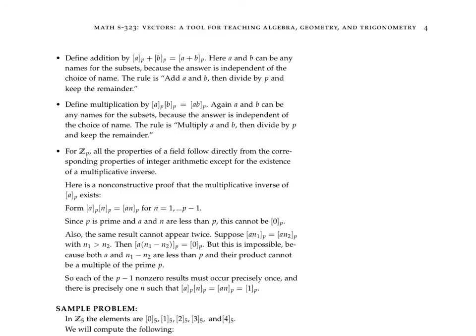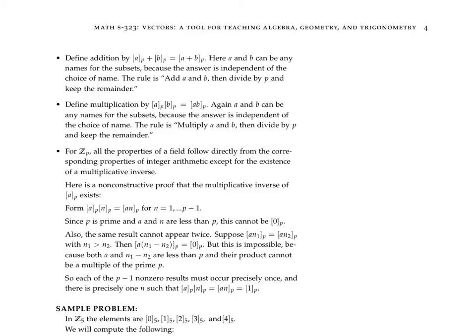Let's take a look at how to define addition and multiplication with these particular finite fields. Addition is pretty straightforward. [a]_p plus [b]_p is equal to [a plus b]_p. Don't worry, you'll see exactly how this works out when we do some sample problems here. So the idea is we add a and b together, then we divide by the prime number p, and whatever the remainder is is what we keep, what we name this after.